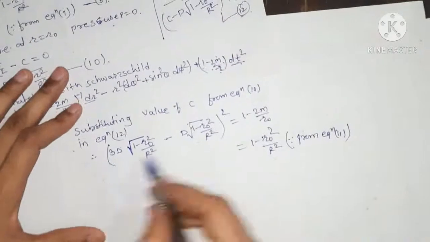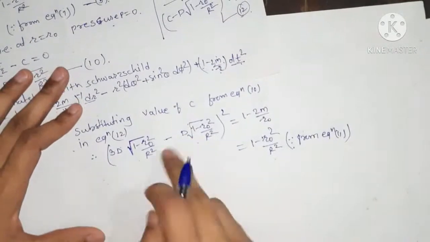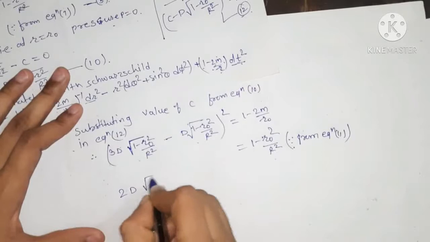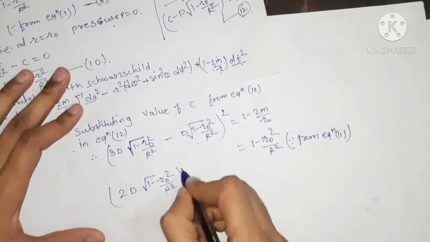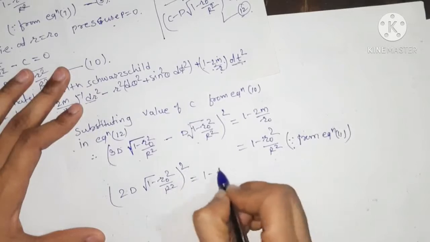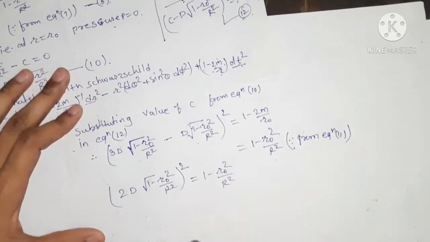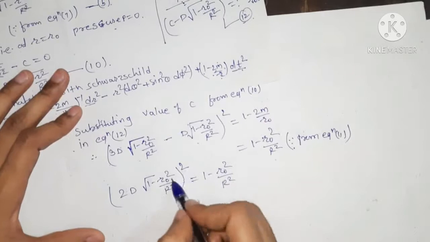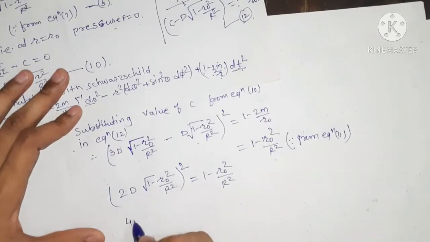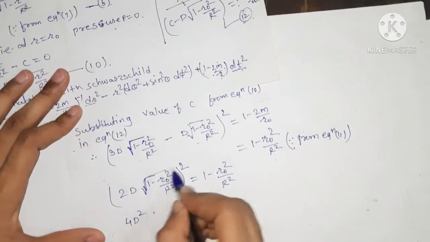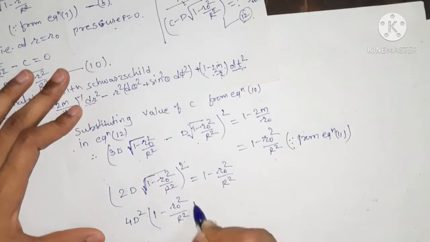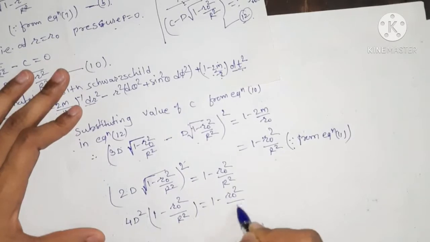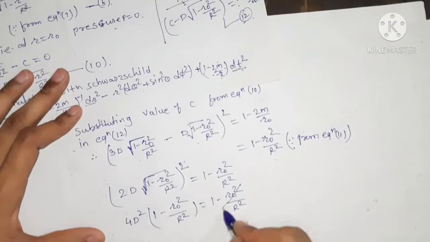Therefore, solving this equation we get 3D minus D is equal to twice D under root of 1 minus r0 square upon capital R square whole bracket square equals to 1 minus r0 square upon capital R square. Now we can take the square. So it is 4D square equals 4D square into the square root, and the square gets cancelled. So it is 1 minus r0 square upon capital R square equals to 1 minus r0 square upon capital R square. Now this term gets cancelled.